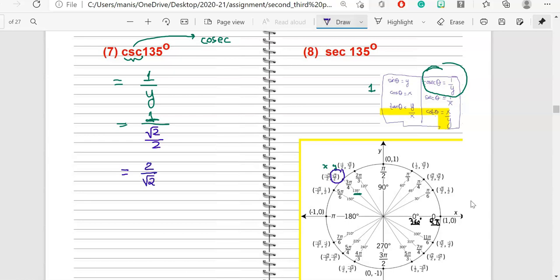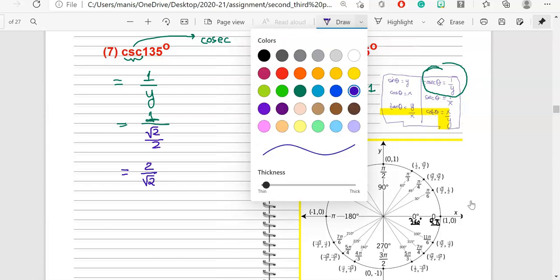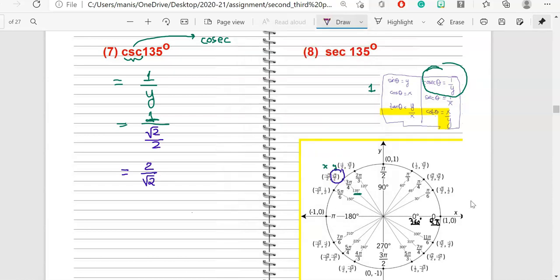Okay, how did I get this? Let me explain the mathematical way. If you know, in your elementary school you learned how to divide two fractions. When you divide two fractions, you change the division to a multiplication sign and you flip the second fraction over. So what happens is you multiply, and you are left with 2 over radical 2. This is how I got 2 over radical 2 over here.